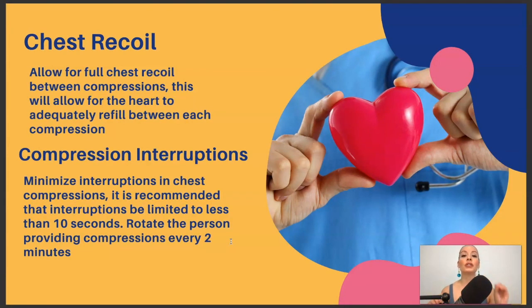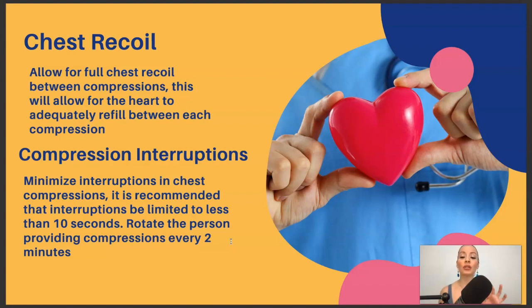staying alive. You need to allow full chest recoil. Like I said before, that's on the test. You need to allow full chest recoil between compressions, and this allows the heart to adequately fill between each compression. You want to minimize interruptions in chest compressions. It's recommended that interruptions be limited to less than 10 seconds. The only time you're really going to be interrupting is when you're rotating between compressions.